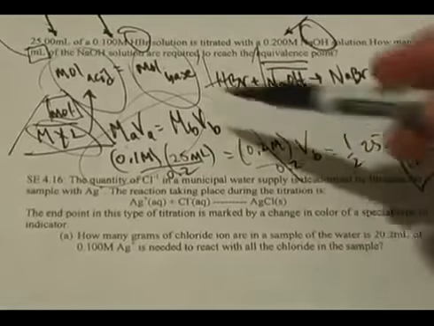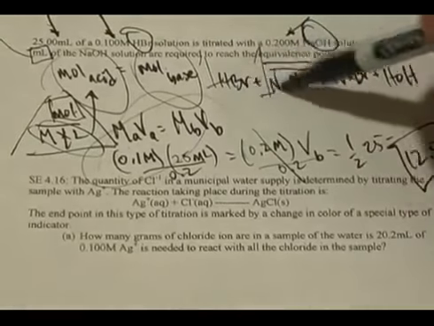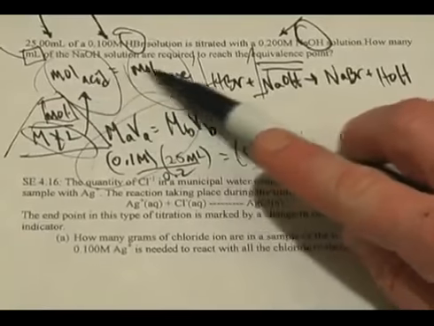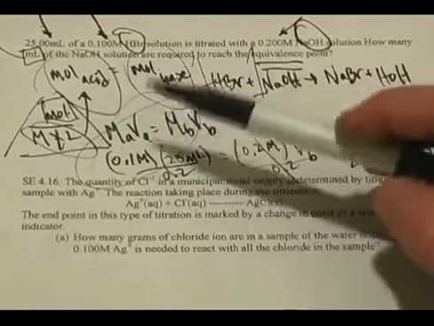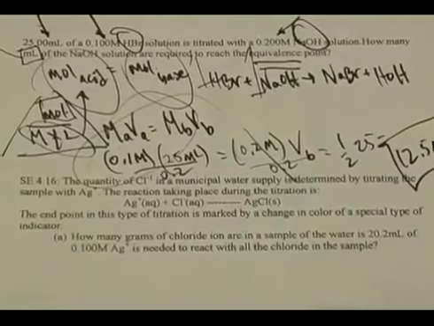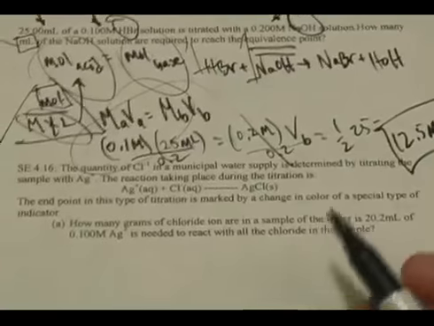Now remember, that only works if it's a 1-to-1 ratio in the balanced chemical equation, because otherwise you won't have equal moles of it. You'll actually double the number if it's a 2-to-1 ratio. So you still could use this kind of thing, but it becomes kind of shaky. So this is good for 1-to-1 ratios.